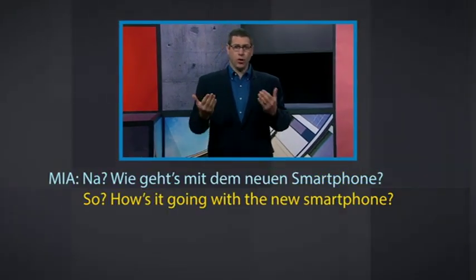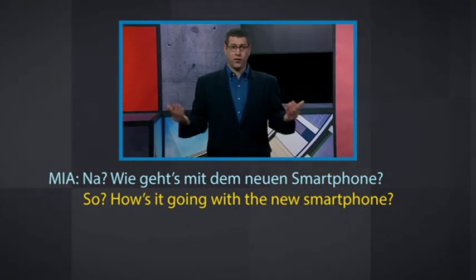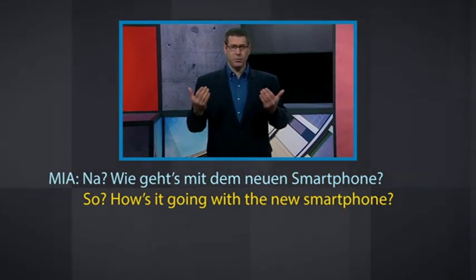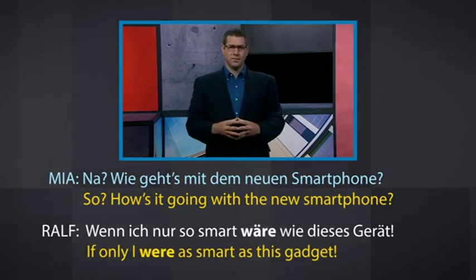So then, meine Damen und Herren, let us now take a closer look at these riveting single verb subjunctive forms, shall we? The first example comes near the start of their conversation, when Ralph is battling with his new smartphone. Mia asks him, "Na, wie geht's mit dem neuen Smartphone?" And Ralph, who's clearly frustrated with the device, exclaims, "Wenn ich nur so smart wäre wie dieses Gerät."